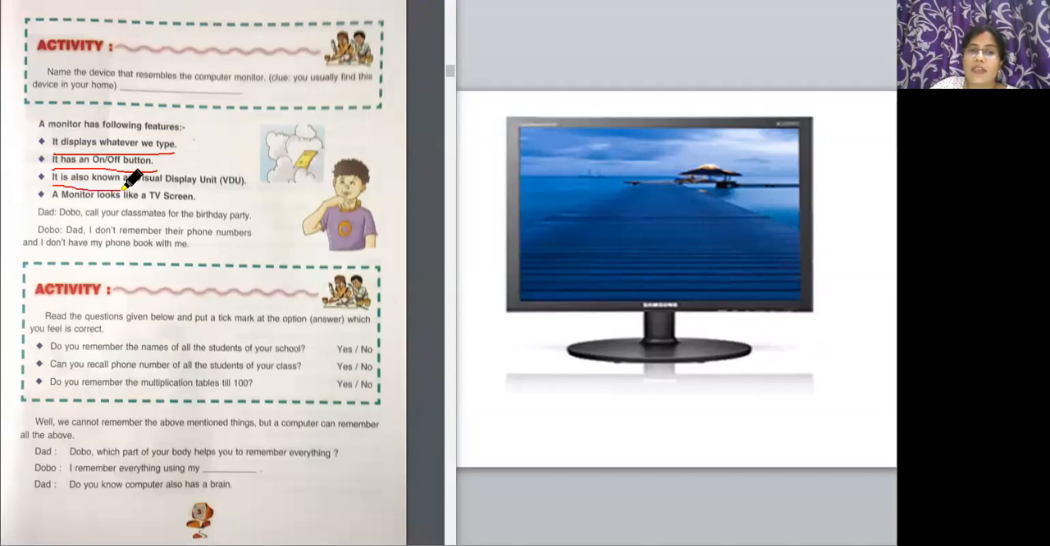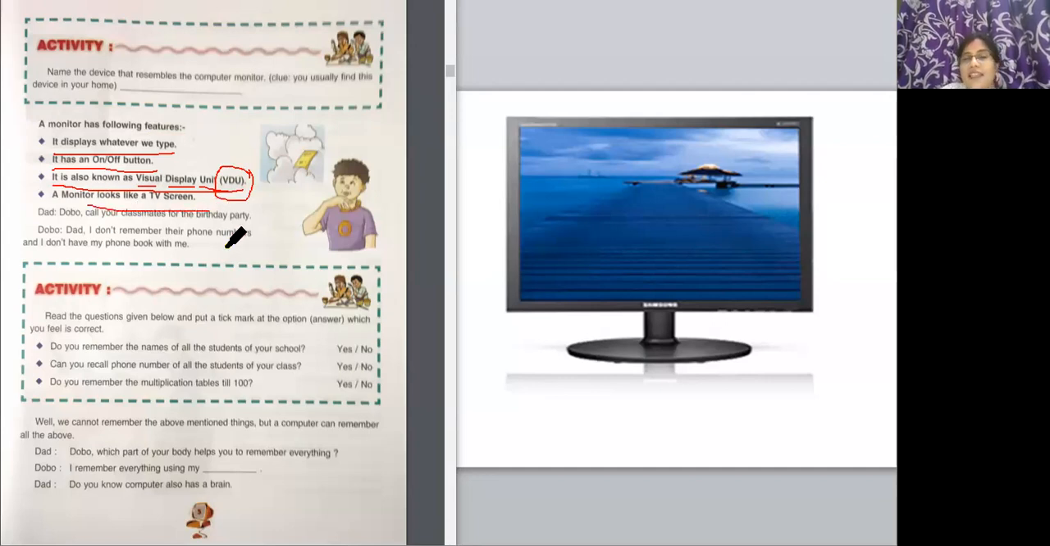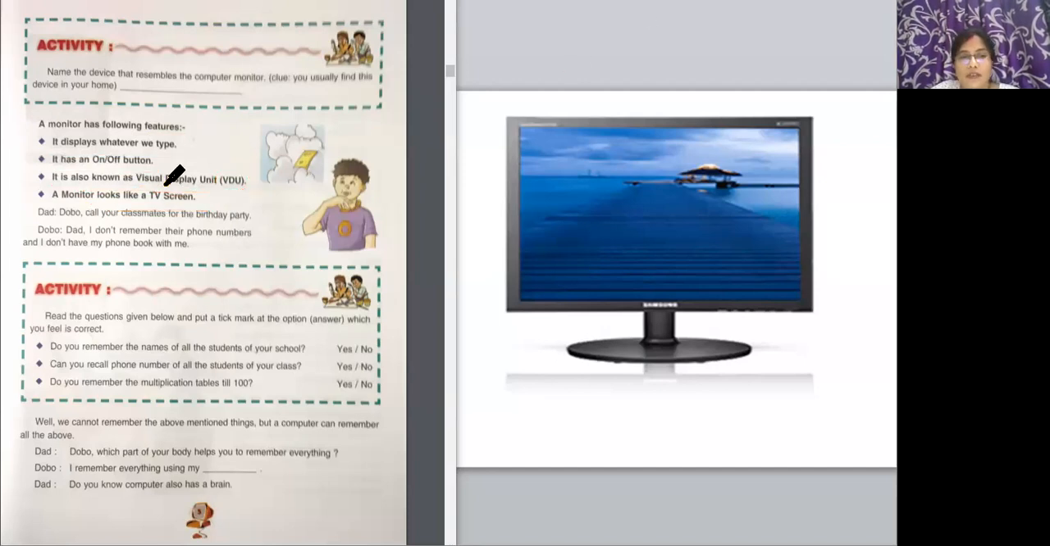The screen of the monitor is also known as VDU, Visual Display Unit. Visual is nothing but what we can see, visualize. So it displays whatever we can visualize. A monitor looks like a TV screen. It is exactly the way our TV screen works. We have an on and off button on our TV to switch it on or off. It displays all the videos. Exactly the same way the computer also works for us.